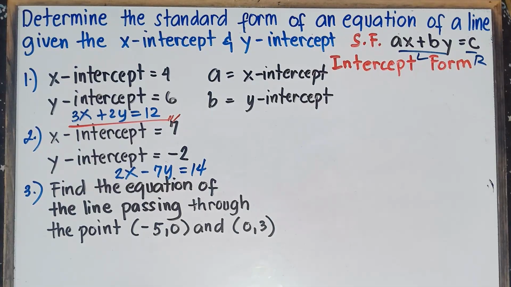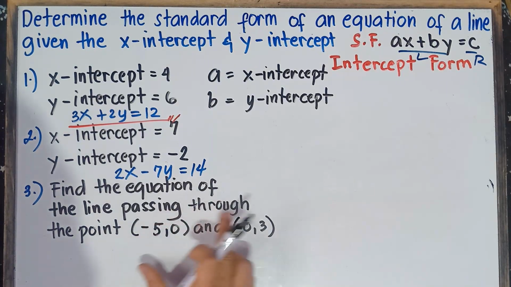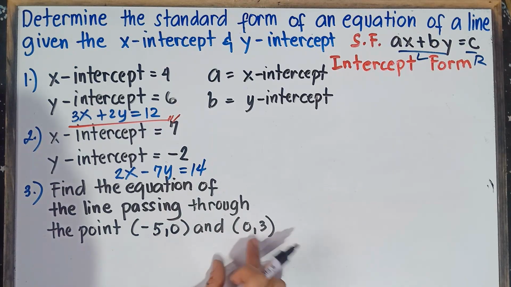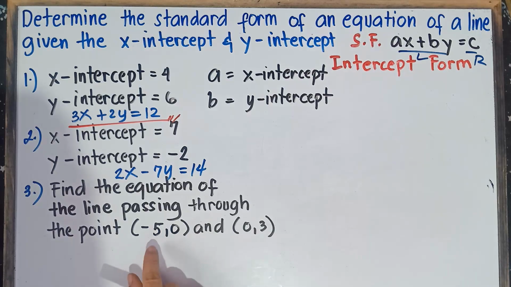Alright, so let's proceed now to our last example, class. Example number 3. Find the equation of the line passing through the points negative 5, 0, and 0, positive 3. So therefore, class, for negative 5, 0, let y equal 0. This is x, and this is y. Since y is equal to 0, this will be our x-intercept.